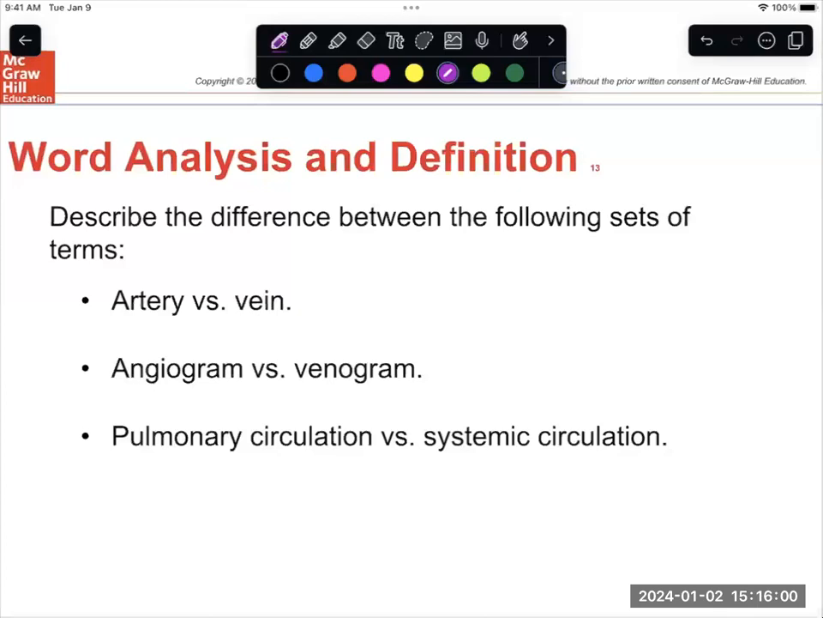We have the pulmonary circulation, which carries that deoxygenated blood from the heart to the lungs and returns it back to the heart full of oxygen. And then that systemic circulation, which supplies oxygenated blood to every organ except the lungs, and then returns that deoxygenated blood back to the heart.